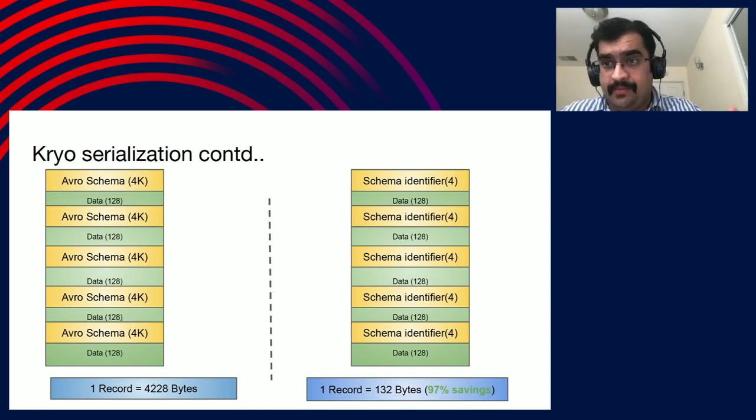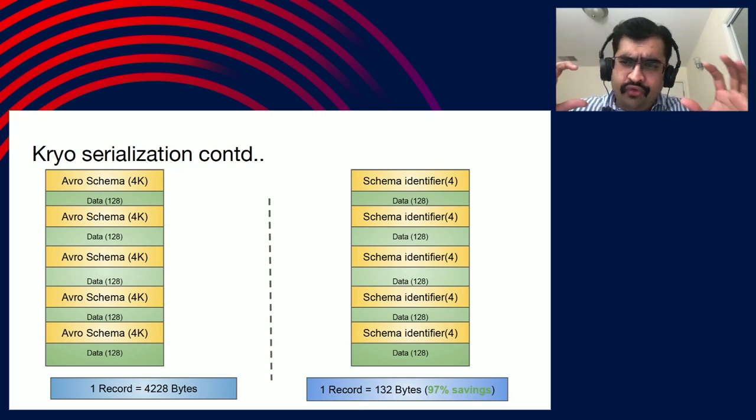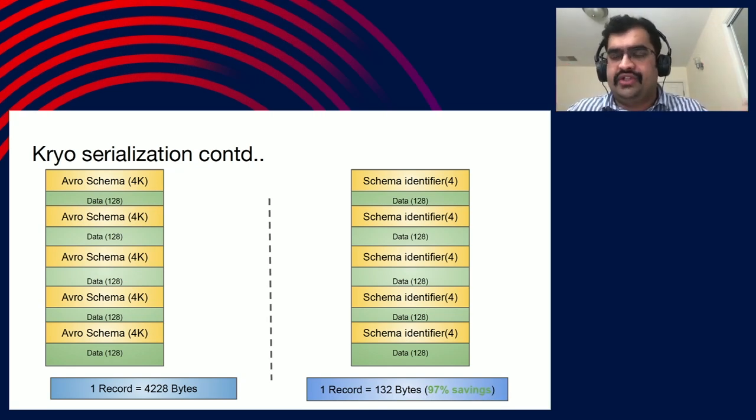So if your schemas are big, which is most likely the case for us, then your record size will be around 4,228 bytes. But let's say you register the schema, then you are just writing a schema identifier, which is 4 bytes. And let's say your data remains the same, 128 bytes. So then you're reducing your record size from 4,000 bytes to around 132 bytes. So this is a huge saving you can get. And this actually helps in disk and network IO.